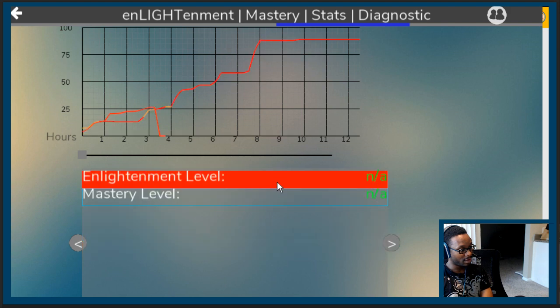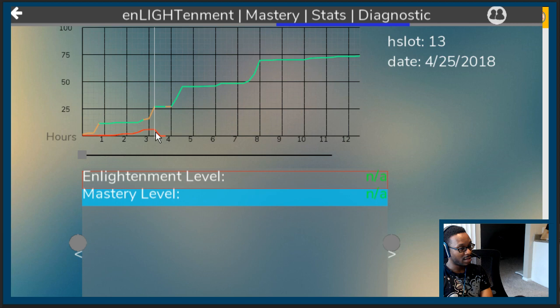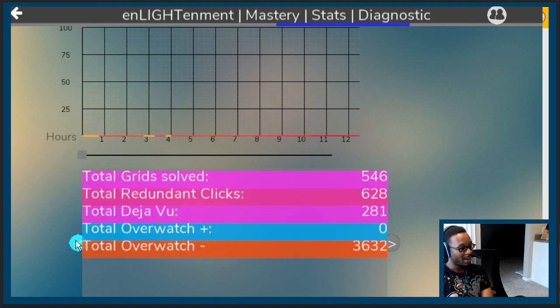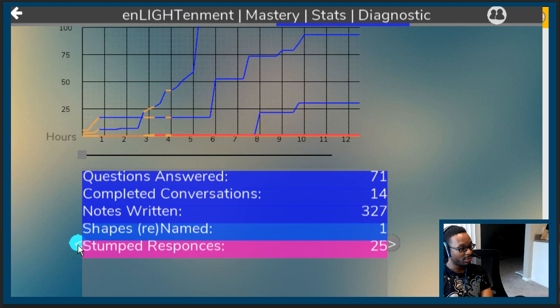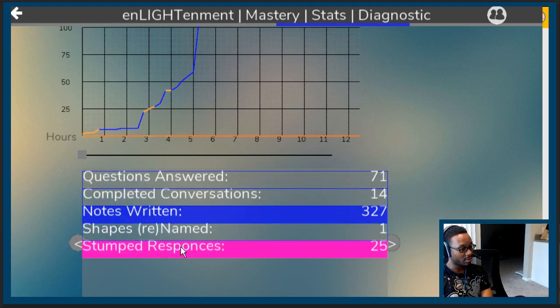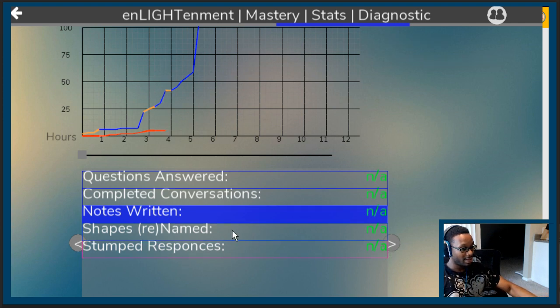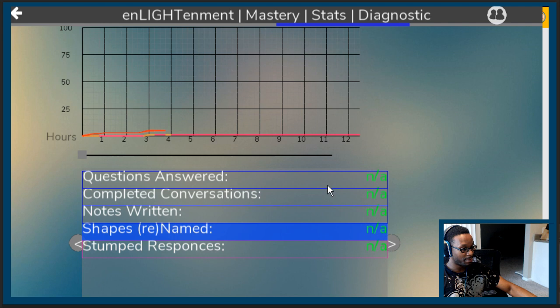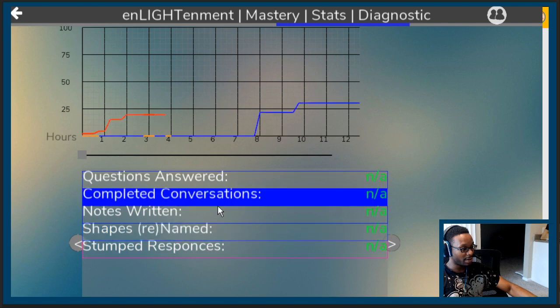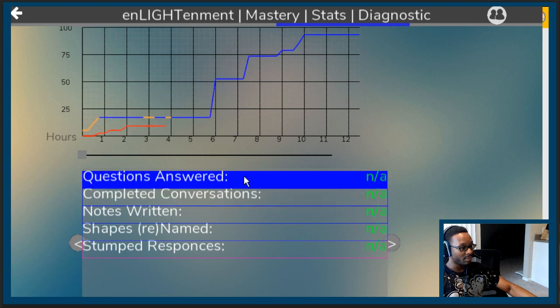So let's see. Your enlightenment level is at 26%, it looks like, and your mastery level's at 10? 10. So let's look at how many notes you've written, because I'm just curious. Yep, somewhere around 6. And then shapes renamed. You've renamed some. Yeah. More than me. Completed conversations. You've listened to Gritchard a little bit there. Something like that.